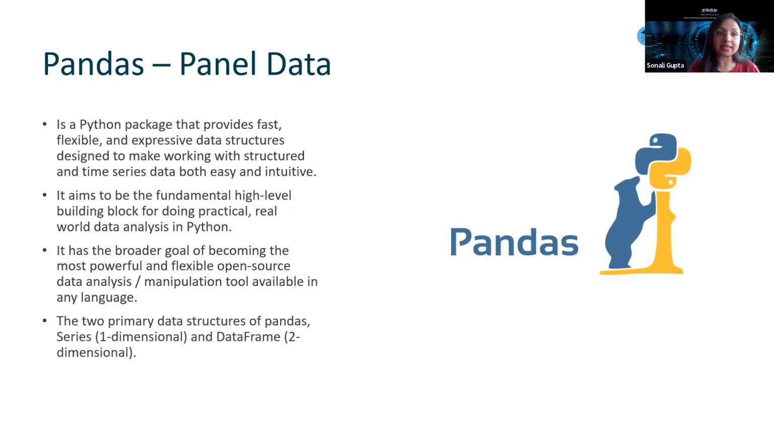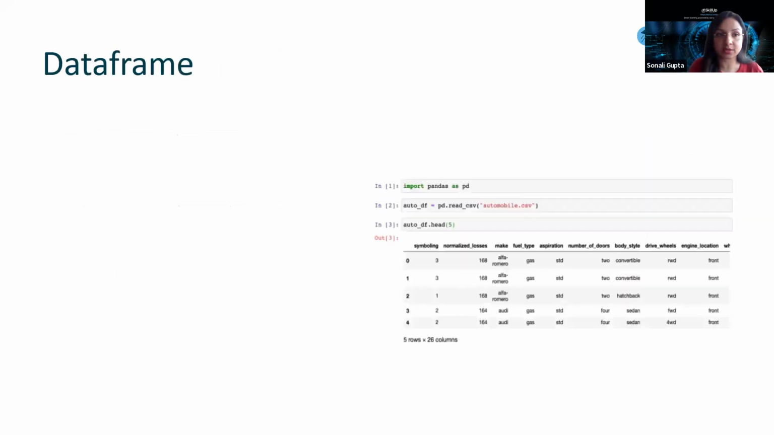And last but not least, there are two main primary data structures in Pandas: series and data frames. So there are two types of data structures. One is series, when we talk about a series of data, one dimensional, and then a data frame with rows and columns. When we talk about that, again, Pandas is being used. And let's talk a little bit about what exactly a data frame is.